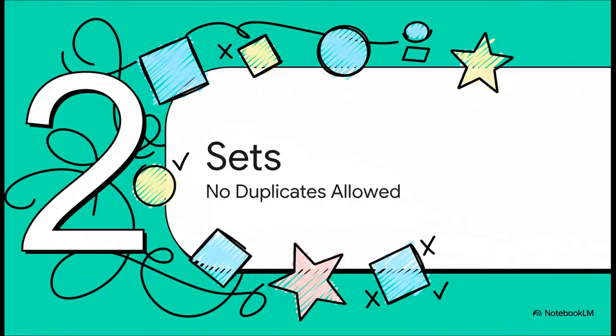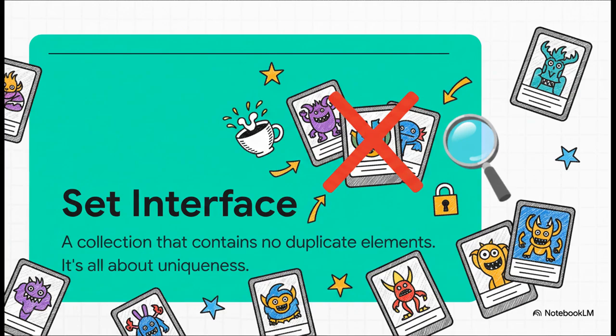Okay, let's reach back into our toolbox and grab the next thing. This one is called a set. And its whole job, its entire reason for being, is super simple. No duplicates allowed. So, unlike a list, a set is all about uniqueness. It's a collection that absolutely cannot, will not contain duplicate elements. If you try to add something that's already in there, it just won't.